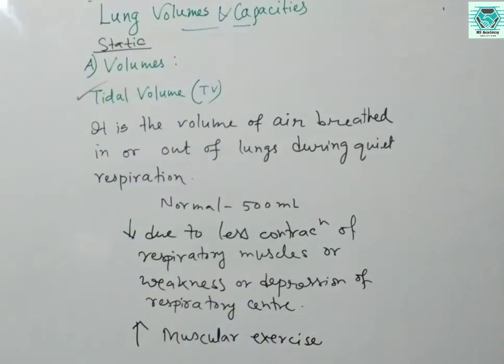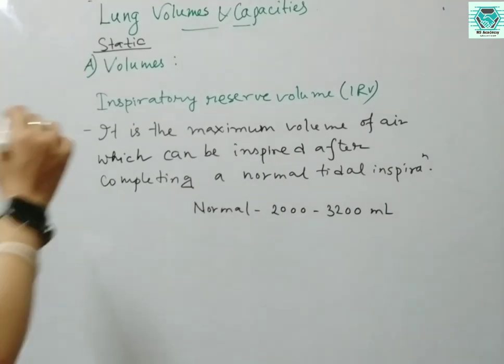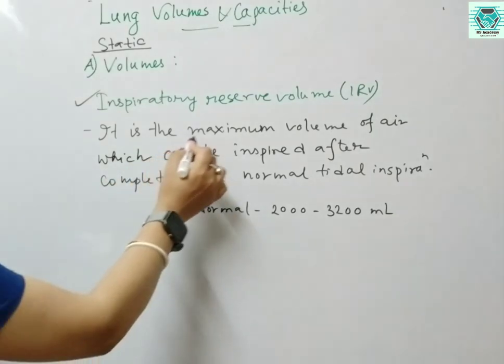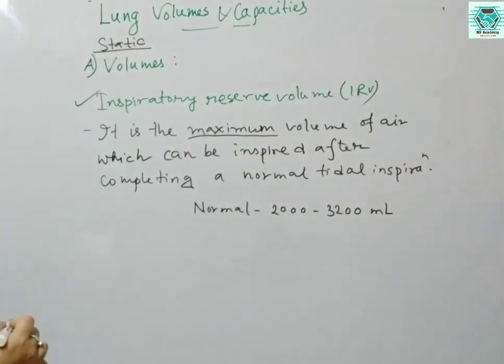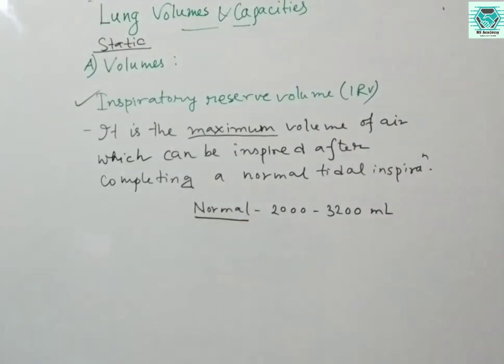The next static volume is inspiratory reserve volume, the short form is IRV. This is the maximum volume of air which can be inspired after completing a normal tidal inspiration. After completion of the normal tidal inspiration, the maximum volume of air that can still be inspired is called inspiratory reserve volume, and the value normally is 2000 to 3200 ml.